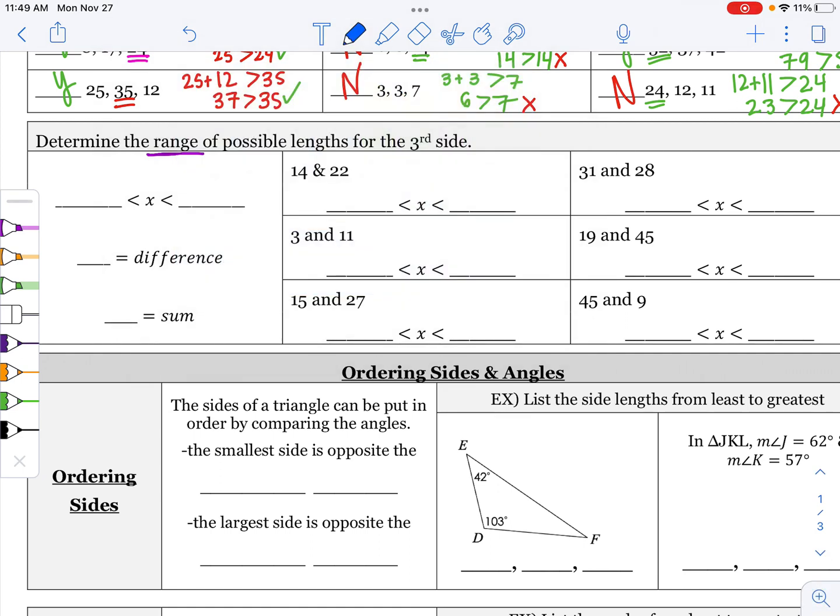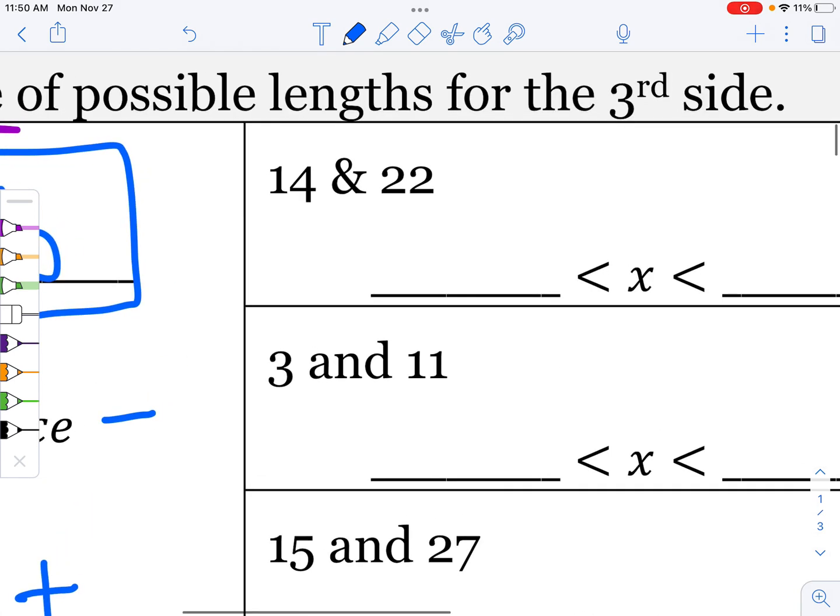And so to do this, we're going to set up an inequality range. We're going to say that third value, the x, has to be greater than a but smaller than b, where a is going to be the difference between the two. Remember that difference is where you subtract. And then b is going to be the sum of the two legs. Remember that sum is where you add them together. So sum means add.